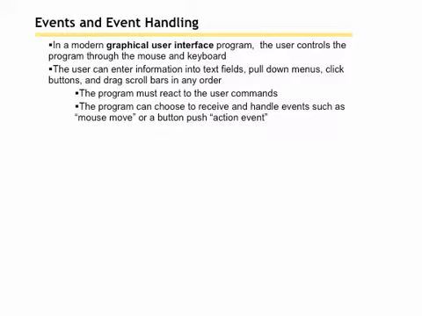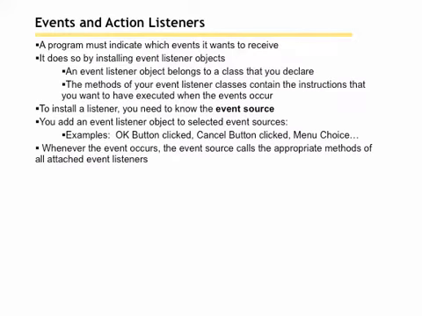The programmer can choose which events to respond to and which to ignore, such as mouse move or a button push or click, those types of things. So a program must indicate which events it wants to receive. Which ones am I going to handle? And it does so by installing event listener objects onto the things that it wants to be responsive to.